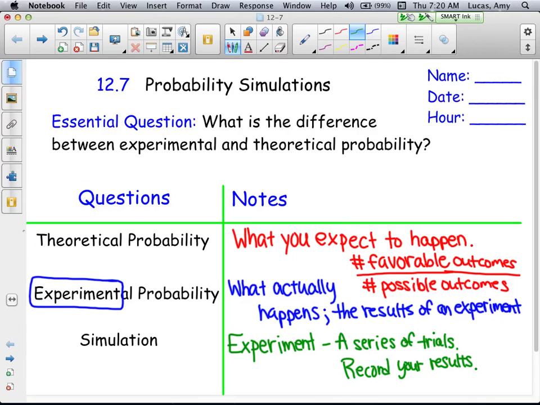Okay, so 3 new vocab words. Theoretical probability, what you expect to happen. Experimental probability, what actually happens after you've carried out an experiment. And a simulation is another name for an experiment or a series of trials where you record your results and analyze them.